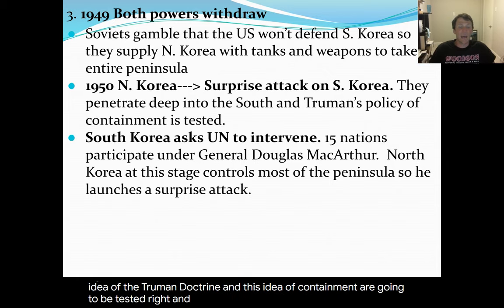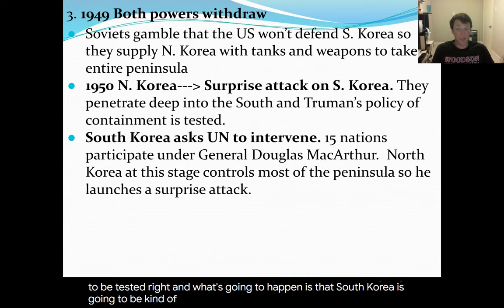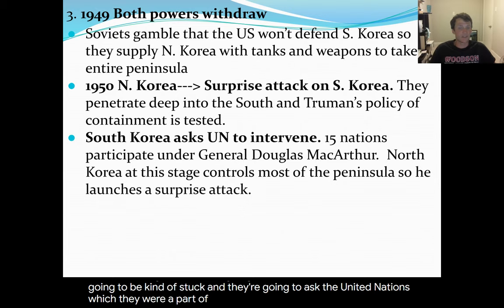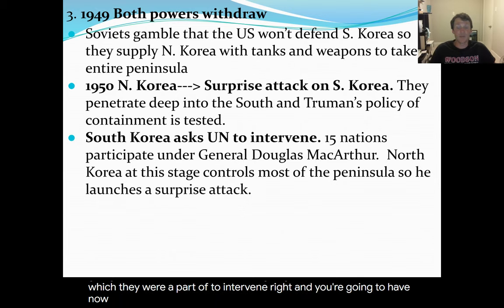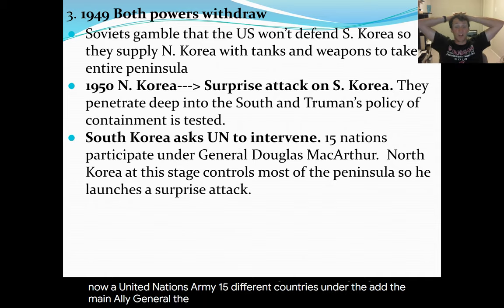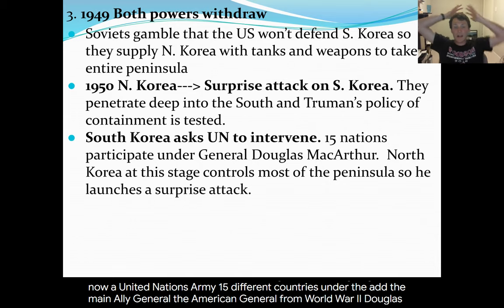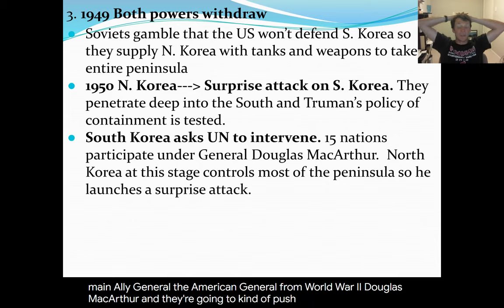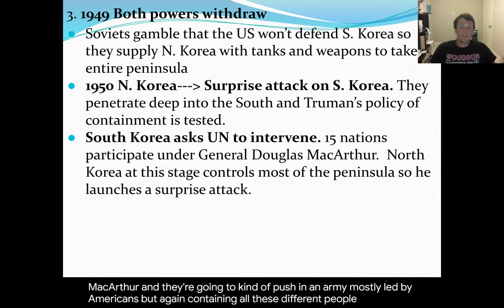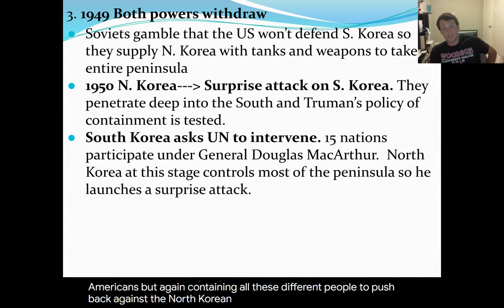And what's going to happen is that South Korea is going to be stuck, and they're going to ask the United Nations, which they were a part of, to intervene, right? And you're going to have now a United Nations army, 15 different countries under the main Allied general, the American general from World War II, Douglas MacArthur. They're going to push in an army mostly led by Americans, but again containing all of these different people, to push back against the North Koreans to try to gain control of the peninsula, right?